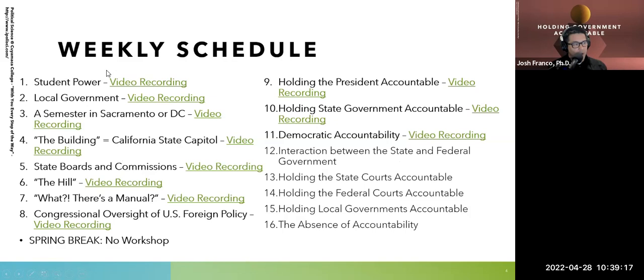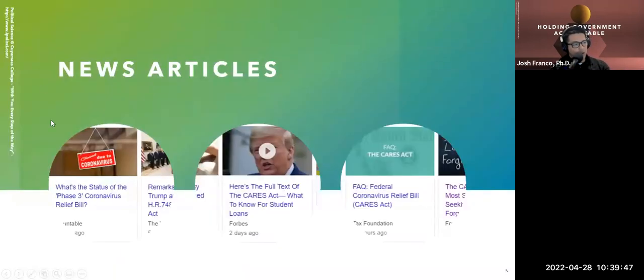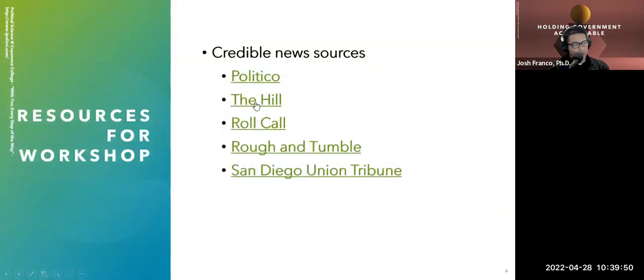So we've discussed a range of topics over the past couple of months now, from student power to the state capitol to there's a manual to holding the president accountable to democratic accountability. And today we'll be discussing interaction between the state and the federal government to demonstrate the complexity of the relationship and how states can hold the federal government accountable and how the federal government can hold states accountable. So largely this interaction between governments. And as always, there's news articles you can check out from various sources like Politico, The Hill, Roll Call, Rough and Tumble, and so on.